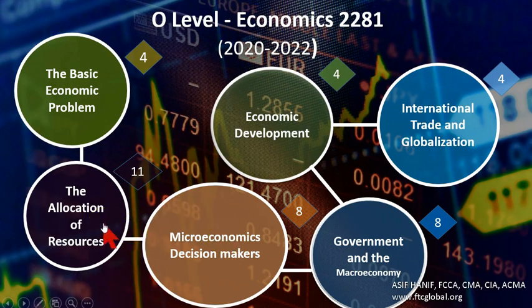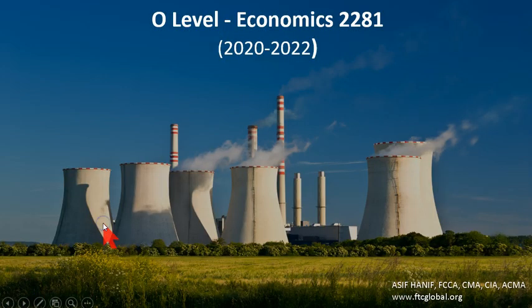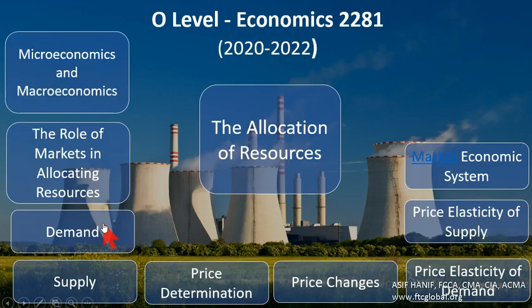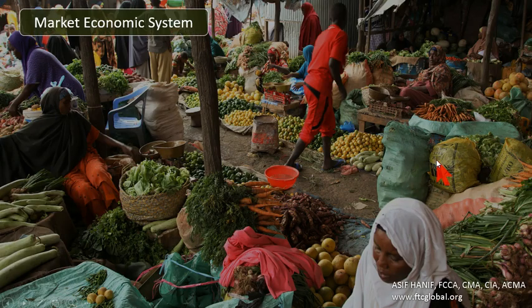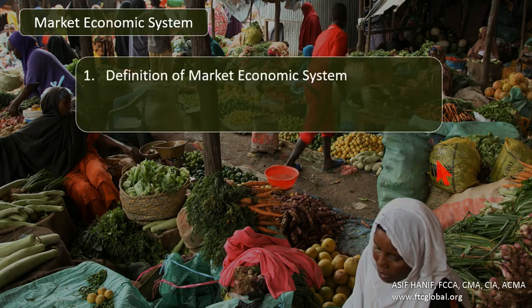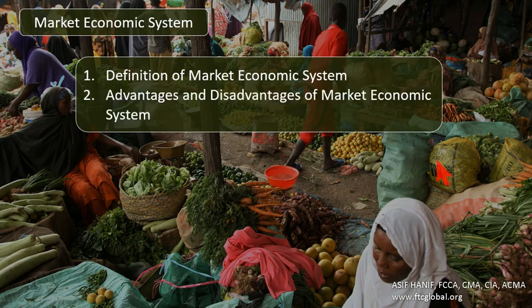Next topic from the allocation of resources is the market economic system. Here we go. So within this subtopic, what do we have? These two learning outcome statements: the definition of market economic system. Within this, we need to discuss the role of the private sector, firms and consumers, and the public sector, government, in the market economy. And second is the advantages and disadvantages of market economic system, including some examples of how it works in a variety of different countries.